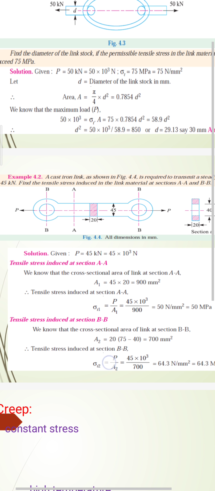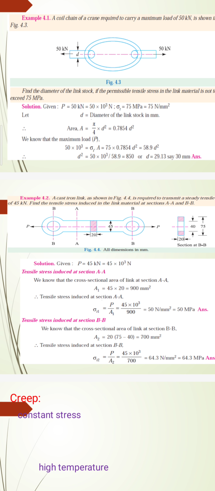Similarly, for the stress induced at section BB, A2 is equal to 20 into 75 minus 40. Here 20 means the section is rectangular, and the area of a rectangle is B into D. B here is 20 and D is equal to 75 minus 40, because in the figure it is given. So the section at BB is 700 mm square. Similarly, the tensile stress induced at section BB is sigma T2 is equal to P upon A2.